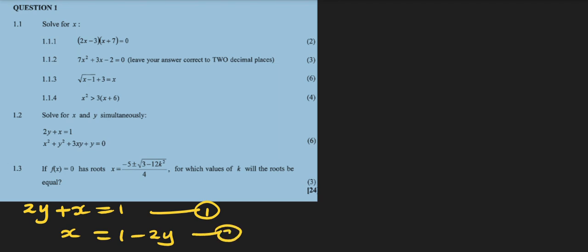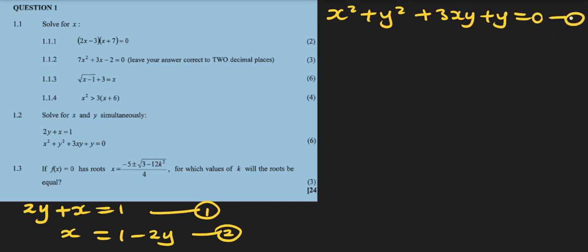On 1.2, we are given equations, one of which is 2y plus x equals 1. I will call this my first equation, and then manipulate it, making x the subject of the formula, which means I'm going to have 1 minus 2y, and I'll call that my second equation. Then I look at the other equation I was given, which is x squared plus y squared plus 3xy plus y equals 0, and I will call this my third equation.